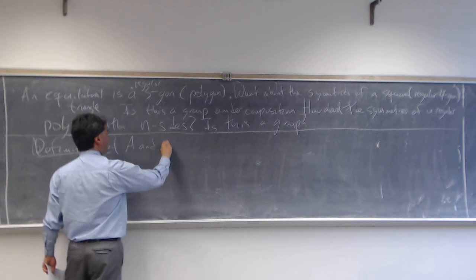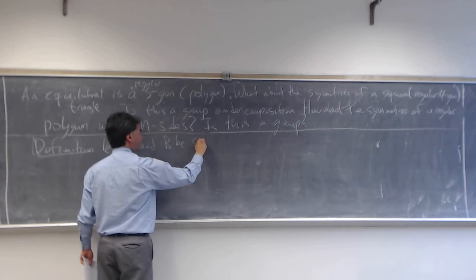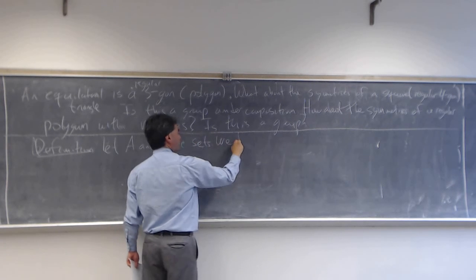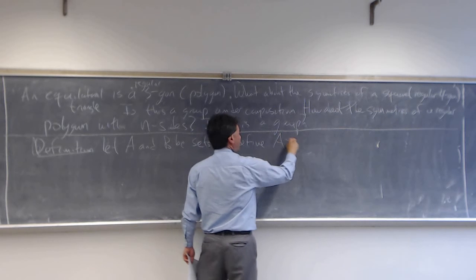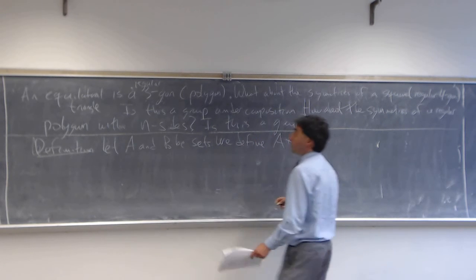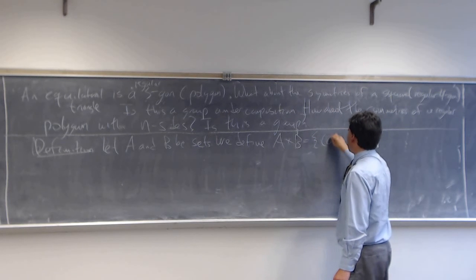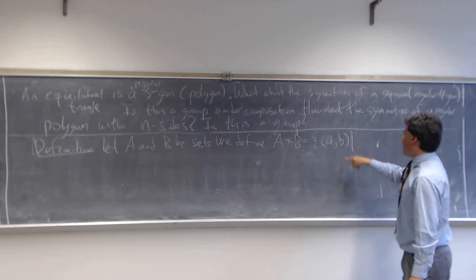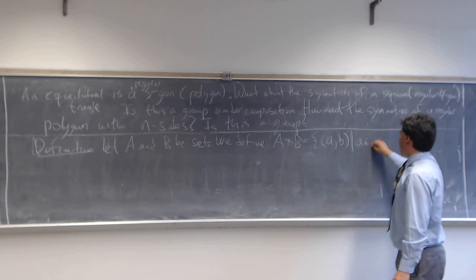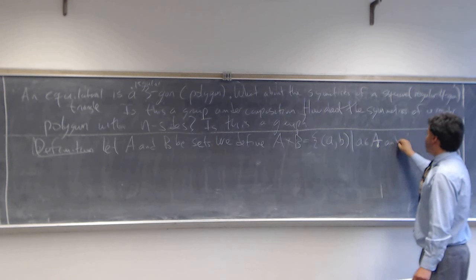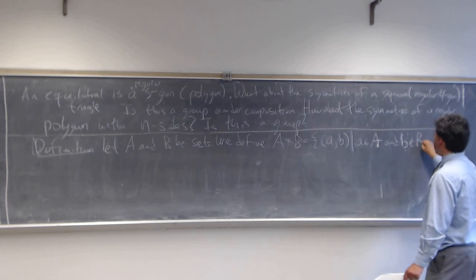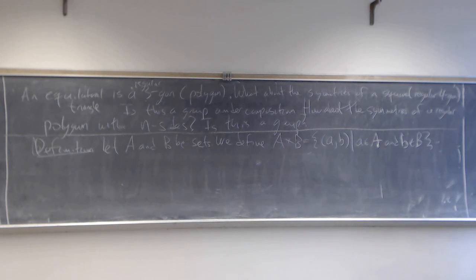Let A and B be sets. We define A cross B, the product of A and B, sometimes called the Cartesian product of A and B, as just all ordered pairs (a, b), where a is an element of A, and b is an element of B. So that's the product of A and B. Sometimes it's called the outer product of those two groups, or sometimes it's just called the Cartesian product.